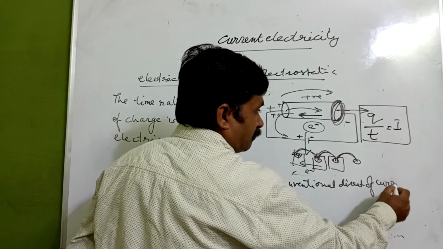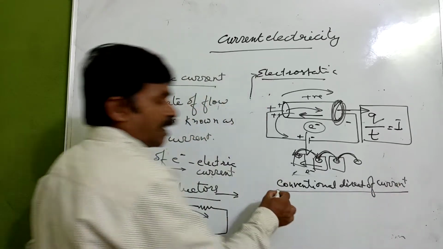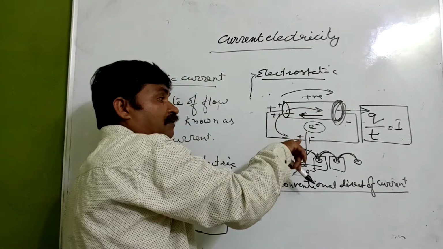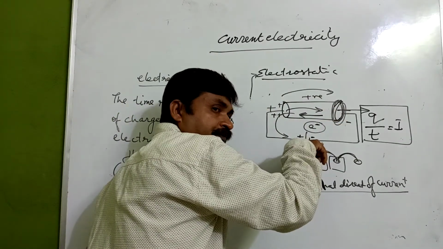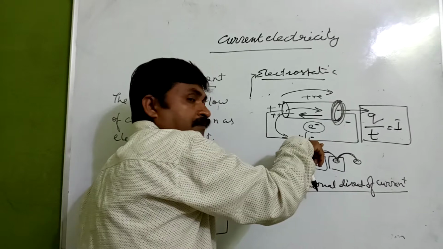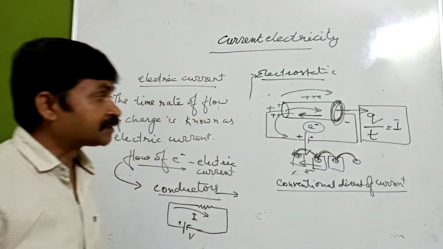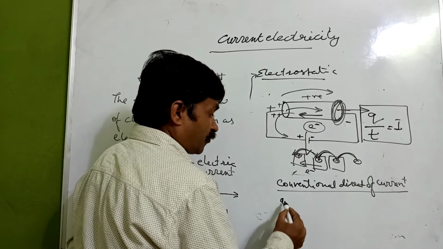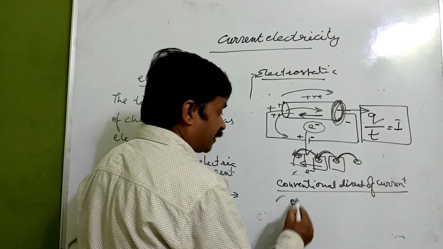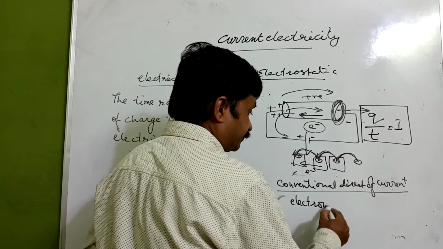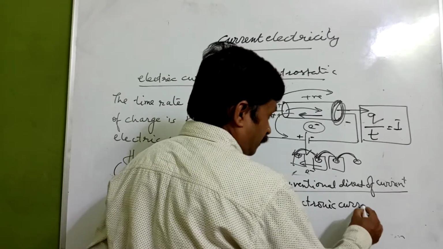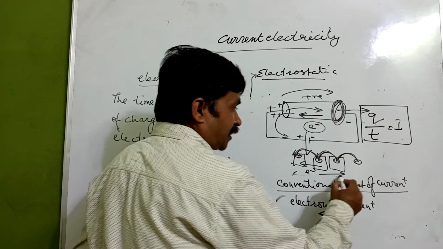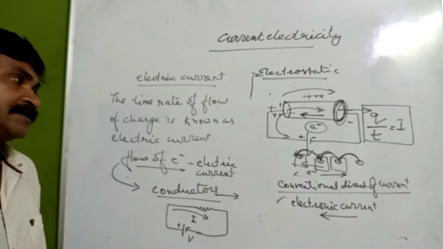Conventional direction of current. The direction of current will always be from positive to negative. But there is the flow of electrons, which we call an electronic current. This electronic current is flowing in this direction. The conventional direction of flow of current is like this.